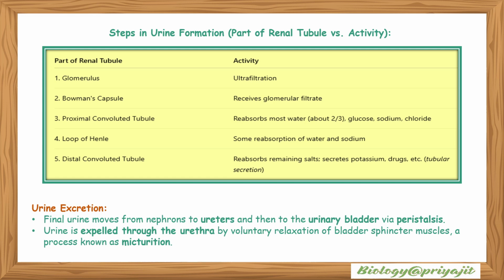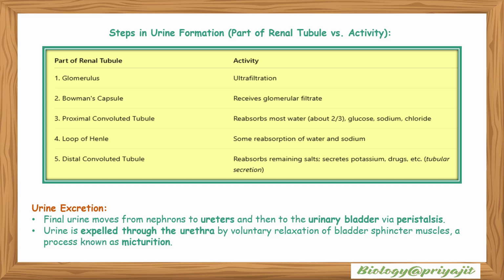Steps in urine formation, that is, the part of the renal tubule versus its activity. Glomerulus: its activity is ultrafiltration. Bowman capsule: it receives the glomerular filtrate. Proximal convoluted tubule: it reabsorbs most of the water, about two-thirds of glucose, sodium and chloride. Loop of Henle: some reabsorption of water and sodium. Distal convoluted tubule: it reabsorbs remaining salts and secretes potassium, drugs, etc.